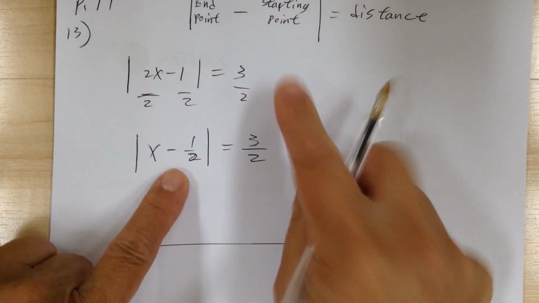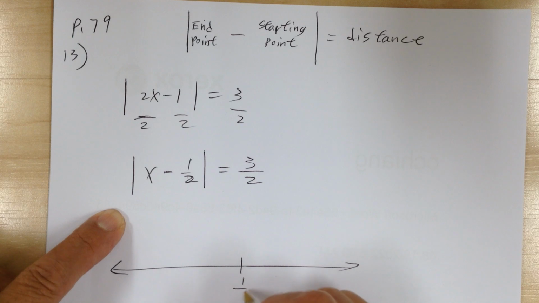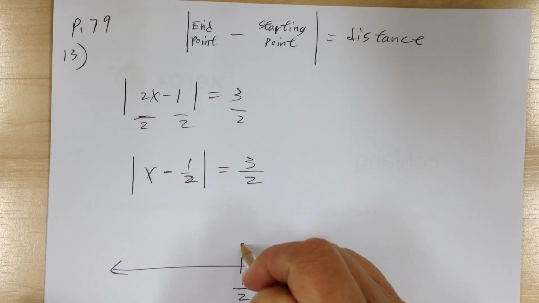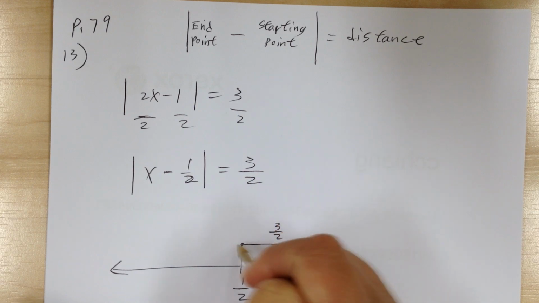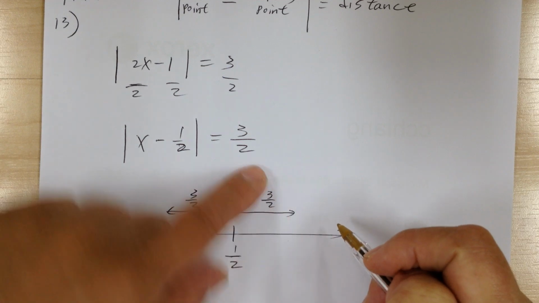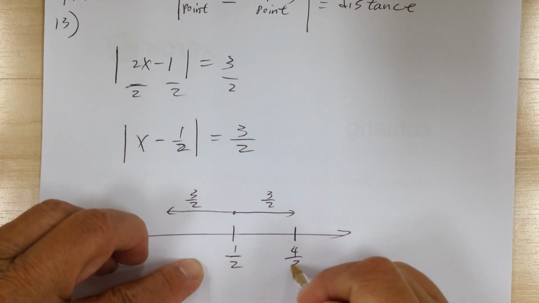So your starting point is this over here. So your starting point is 1/2. And your distance is 3 over 2. So from here, you're going to go 3 over 2 this way, and you're going to go 3 over 2 that way. When you go 3 over 2, you add. This point will end up, so 1 plus 3 will give you 4, so it will be 4 over 2.